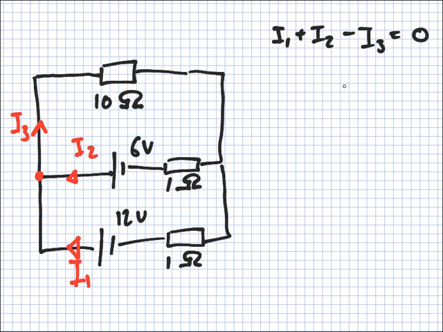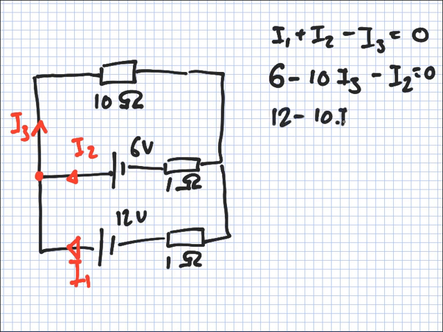Now, let's start with the 6 like you said. So that would be 6 minus 10I3 minus 1I2 equals 0. Yeah? And then, what loop will we do next? The 12? We could have 12 minus 10I3 minus 1I1 equals 0.